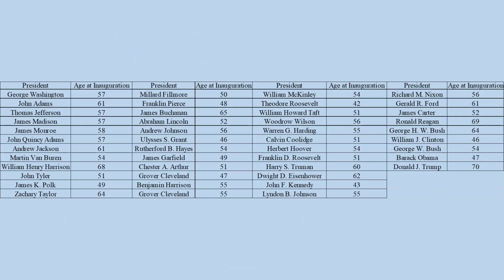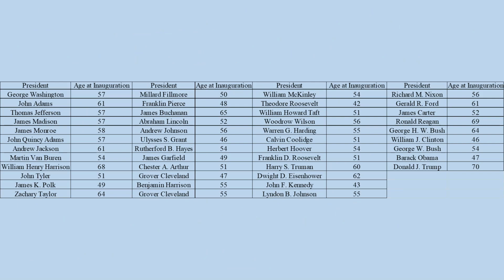Alright, the first thing that we want to do is actually look at the list of presidents and their ages at inauguration. There were 45 presidents. Actually, only 44 people have held the office of president, because Grover Cleveland was the 22nd and 24th president, respectively, with Benjamin Harrison being in the middle as the 23rd president.